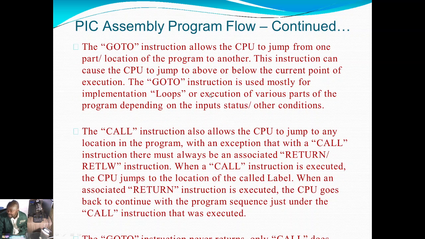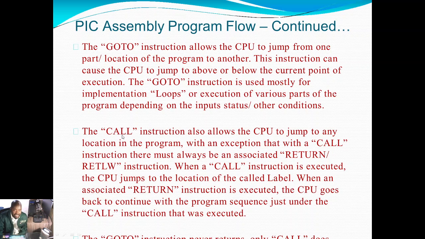I've explained about the conditional instructions, your go-to and your call. The difference between them: a go-to instructs the CPU to jump from one part of the program to the other without having to go back. It will only go back through the sequence. But if you jump from one part of the program to another using a go-to instruction, it doesn't really have to go back. You can jump up and down as you wish when you use a go-to instruction.